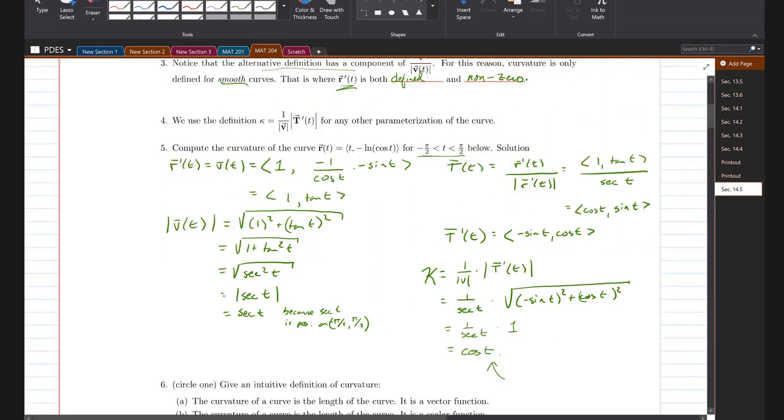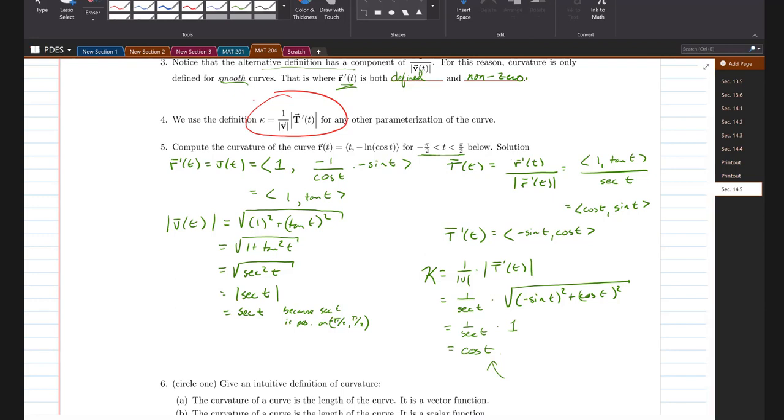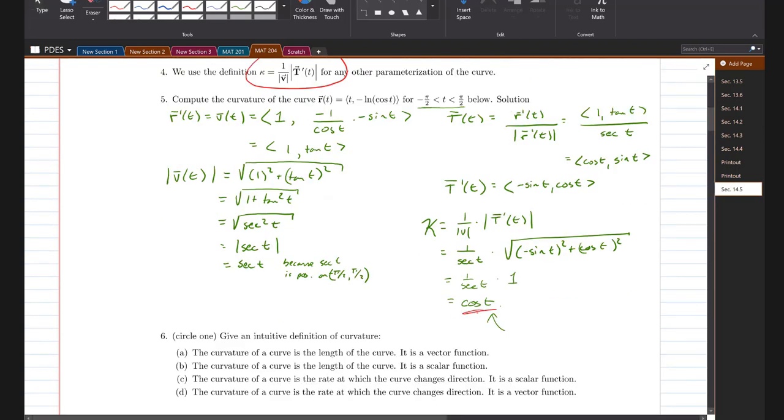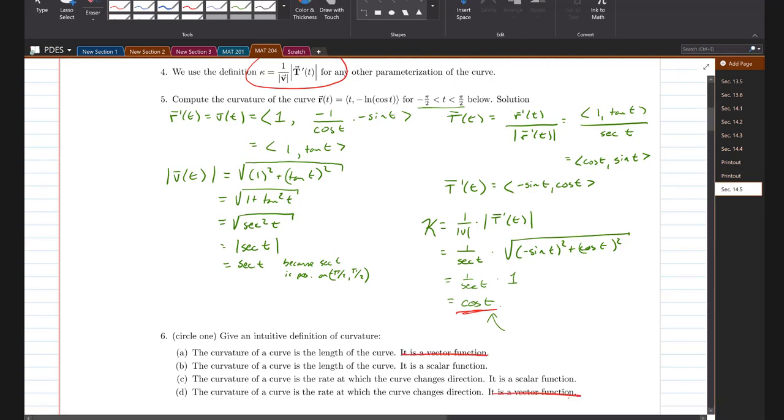So the one thing I want to make sure everyone does as we work through these problems is always identify what type of object you're working with. And so notice that the unit tangent vector is a vector valued function, and we take the derivative of a vector valued function, and that's again a vector valued function, but then we take the magnitude of it, which is a scalar. Again, by the time we're done, notice in the example we had cosine of t. That's a scalar valued function. That's not a vector valued function. Okay? So certainly we can exclude these two, the vector functions, and then the intuitive definition of curvature is a way of talking about the rate at which a curve changes direction.